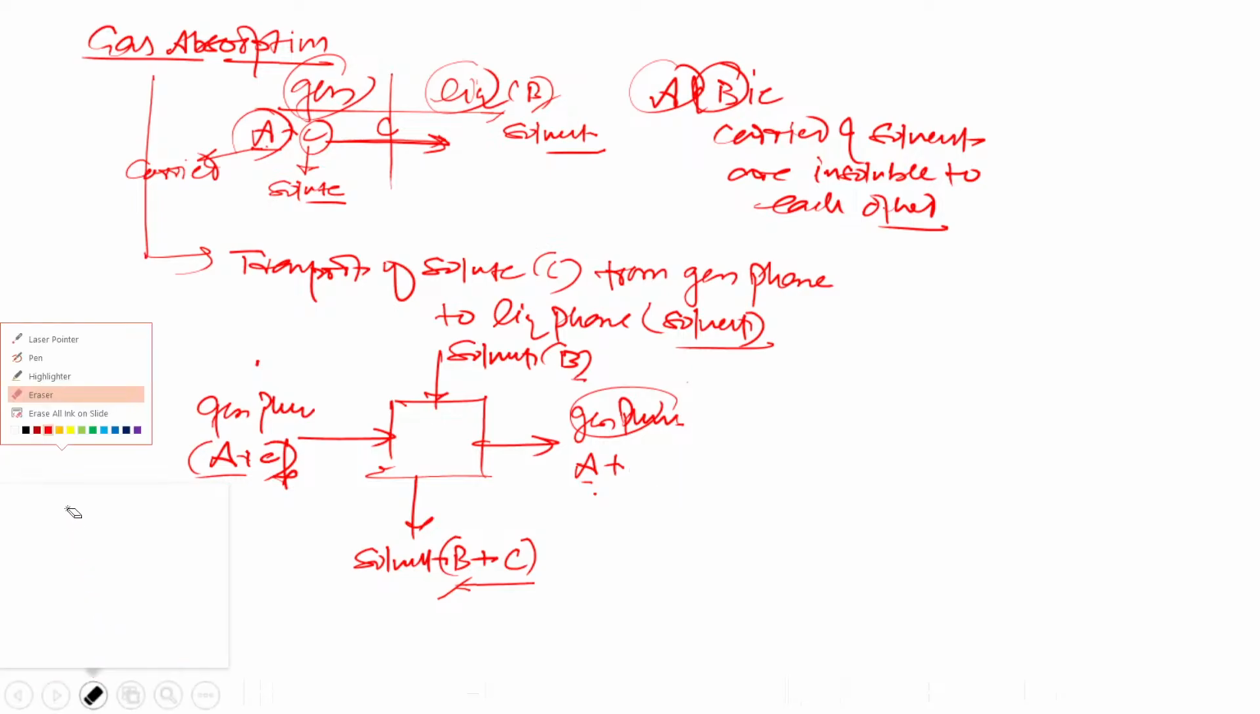After the operation, what happened? The amount of C in the gas phase has been decreased, and here the amount of C has been increased. Clear? Because the C has been transferred from the gas phase to the liquid solvent. This is what is absorption. If you want an example, it is the washing of ammonia from a mixture of ammonia and air by means of liquid water. It is a typical example.